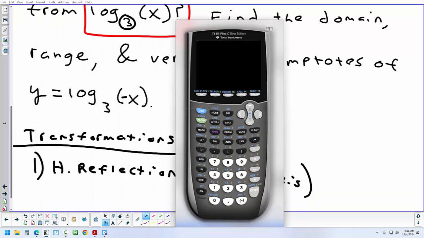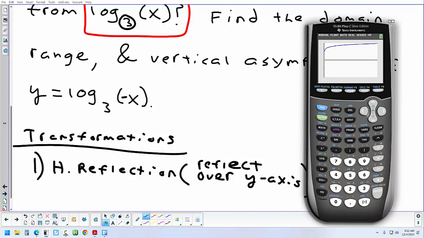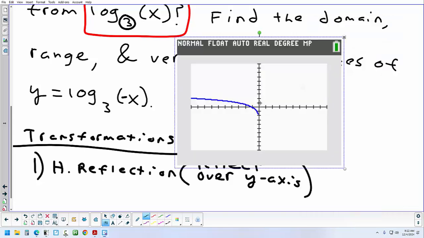All right, well, let's make a picture of that. Because it's not base 10, I can't type it in the way I would like to. So how am I going to type in log base 3 of negative x? I'm going to have to use a fraction. Log of negative x divided by log 3. Okay, we can do zoom 6. That should make sense because normally a log function curves to the right. You've reflected it. So now it's going to curve to the left.